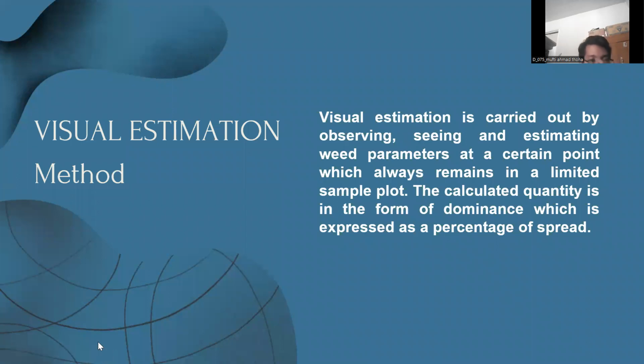And the second method is the visual estimation method. Visual estimation is carried out by observing, seeing, and estimating with parameters at a certain point, which always remain in a limited sample plot. The calculated quantity is in the form of dominance, which is expressed as the percentage of spread.